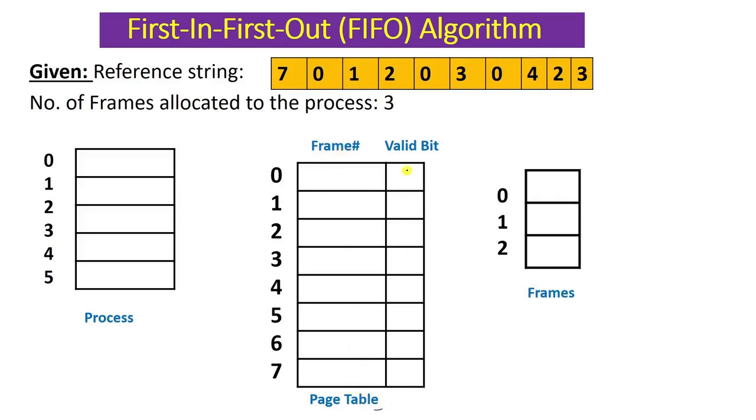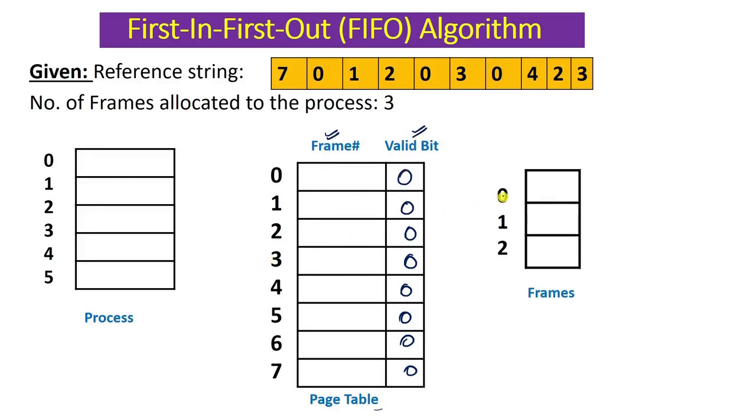Initially everything will be false, or you can say invalid. That means initially your frames should be empty, so 7 will not be present in any of the frames. In the same way, no page will be present in any of the frames. So this is the work of the valid and invalid bit. We will use this page table, which will contain the frame number and the valid and invalid bit. So this is a mapping table.